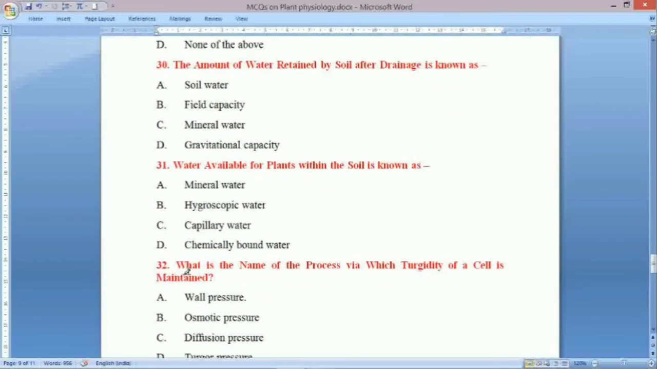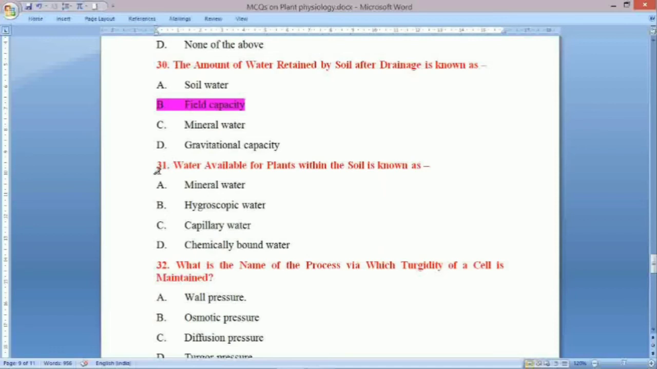Next question, question number 30. The amount of water retained by soil after drainage is known as. Option A, soil water, B, field capacity, C, mineral water, and D, gravitational capacity. And here the right answer is option B, field capacity.